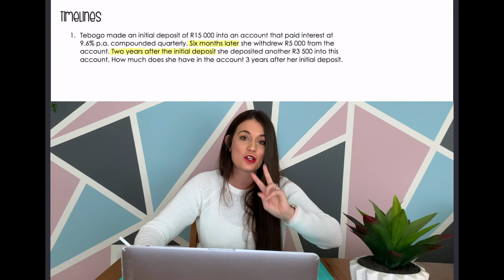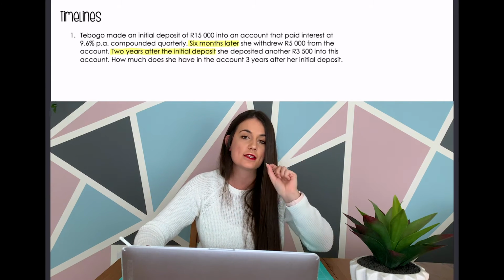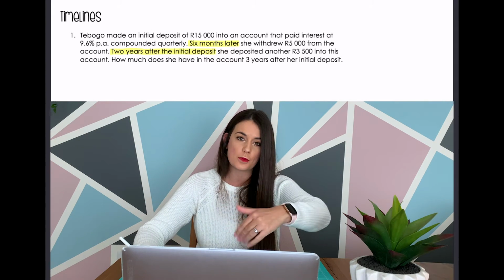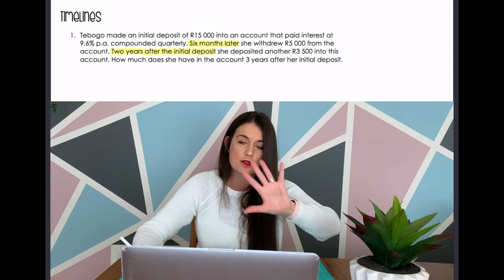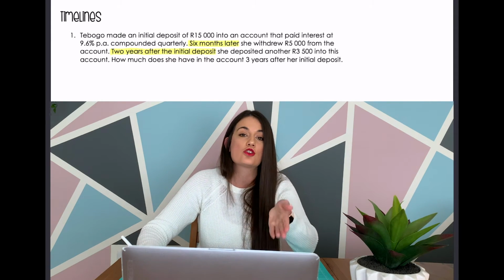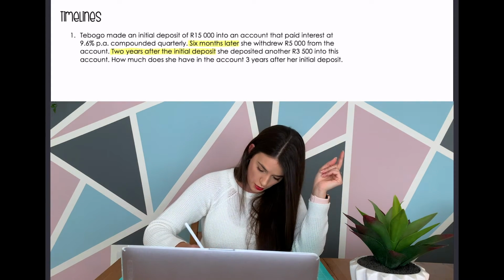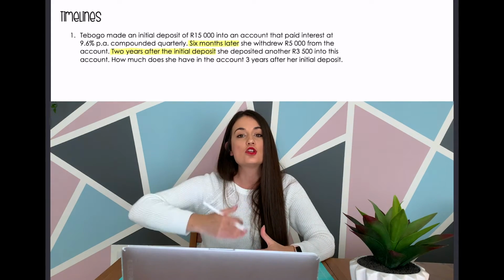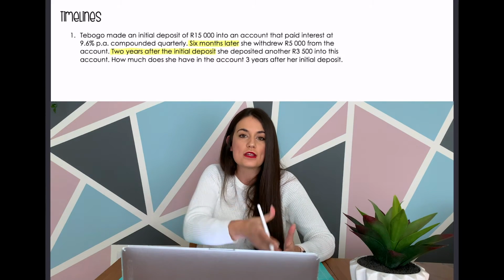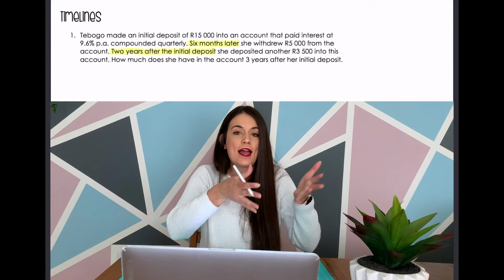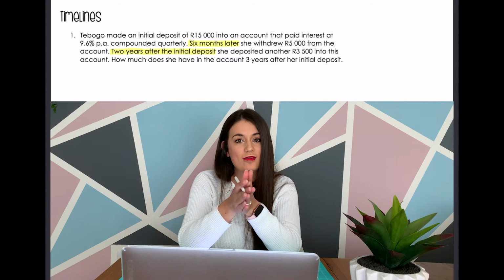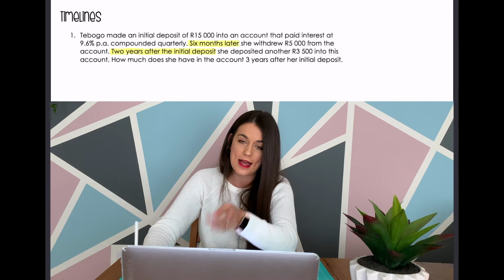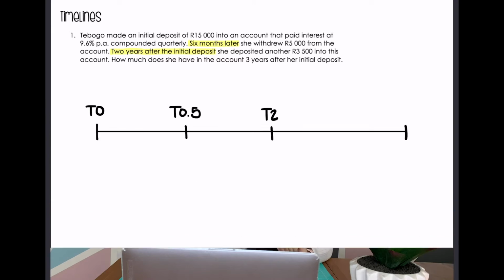Now there are 2 ways that this could be asked, and you have to read it very carefully, because it says 2 years after the initial deposit was made. Now the initial deposit was on term 0, at the beginning. So that means that 2 years after the initial deposit is term 2. If it had, however, said 2 years later, then that would be 2 years after the most recent change to your timeline, which was half a year, 0.5, which means 2 years later would have been term 2.5. But it didn't say 2 years later, it said 2 years after the initial deposit.